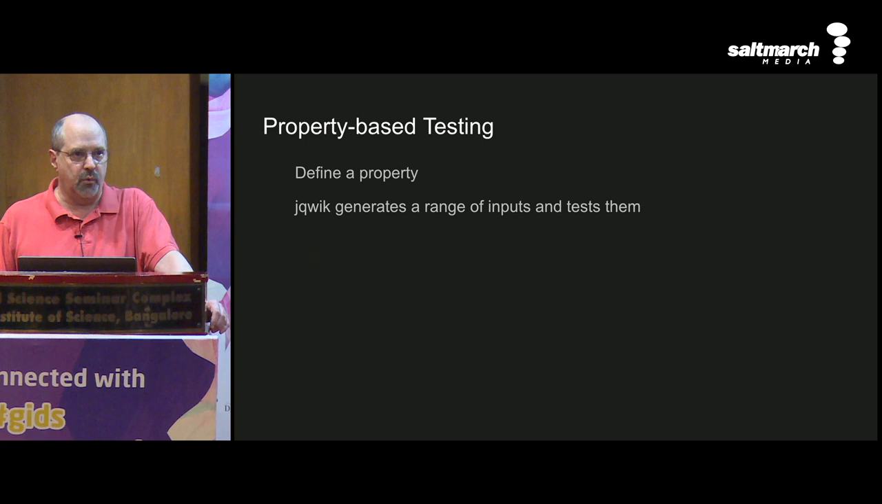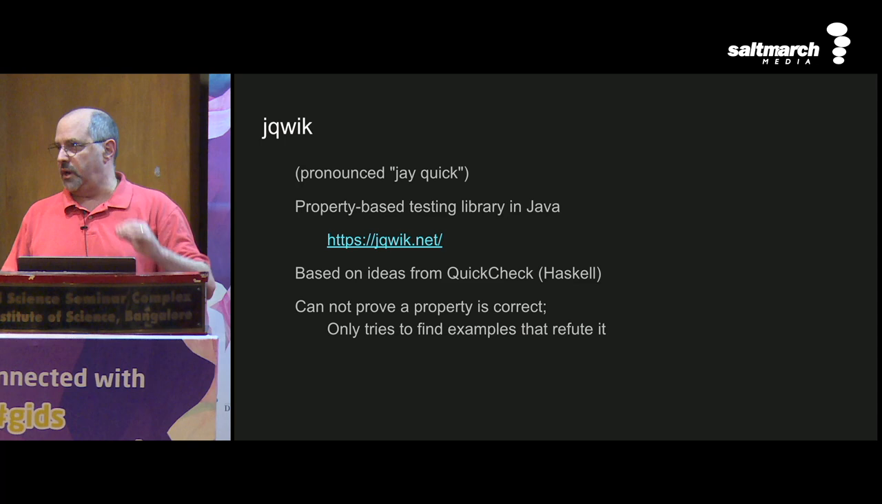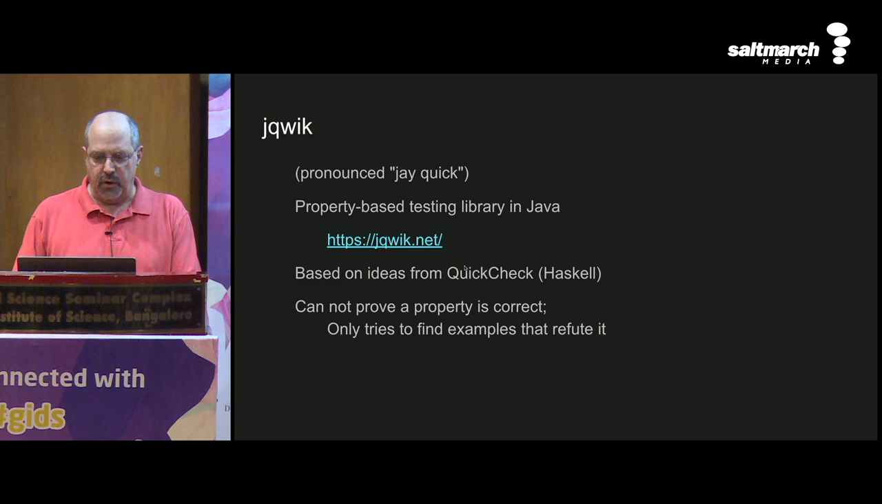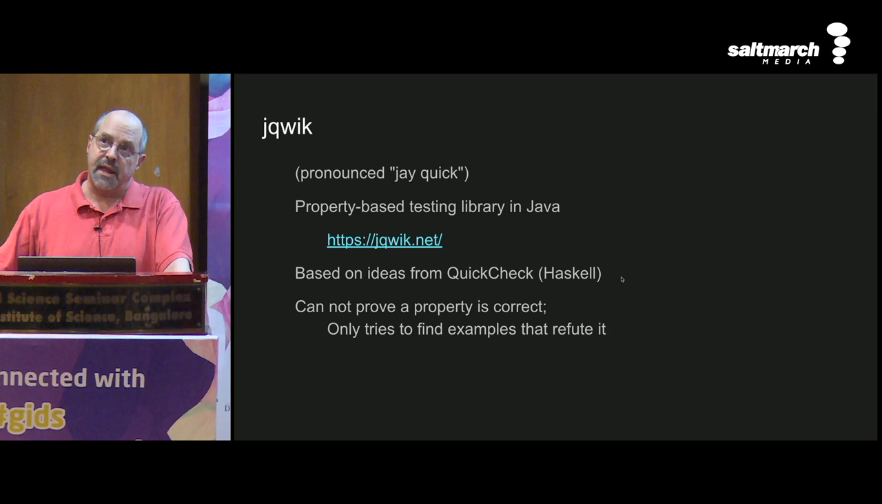Now, first of all, where's this located? The library is located at jqwik.net. That's the homepage for it. It's based on a Haskell library called QuickCheck. And again, they emphasize you can't prove that a property is ever correct. You can just look for counterexamples.